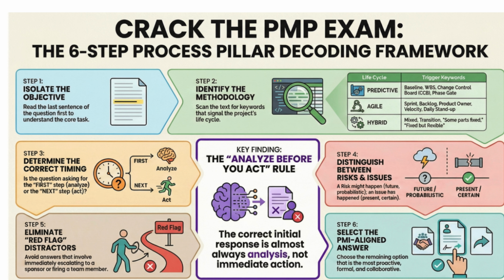Okay, so once we know the objective, technique 2 says we have to figure out what set of rules we're playing by. You mentioned that choosing a formal change request in an Agile scenario is a fatal error. Why is the methodology so important?